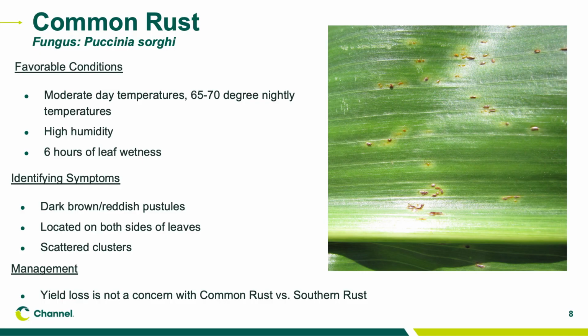Now, the final disease that I want to talk about is rust. And common rust, just to go over its identifying symptoms, it's going to have dark brown or red pustules. Those pustules are going to be located on both sides of the leaf, and the clusters are going to be more scattered if we're comparing this to southern rust, which is a concern whenever it comes to yield.